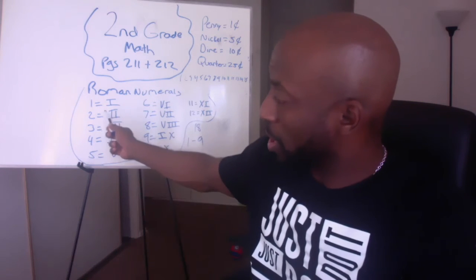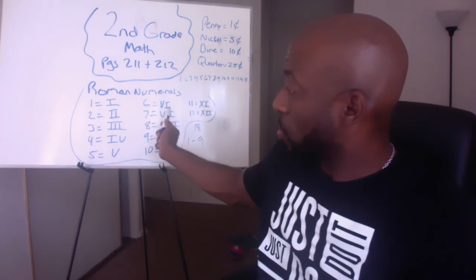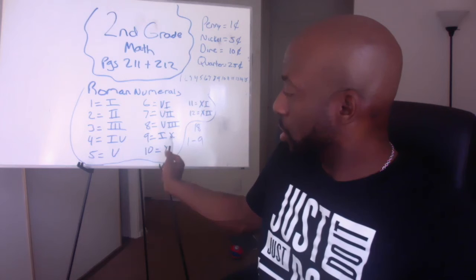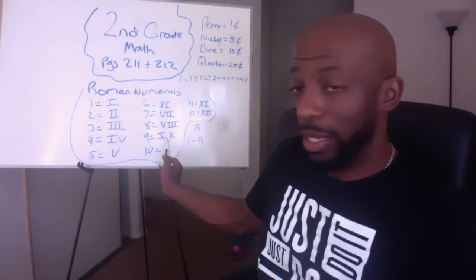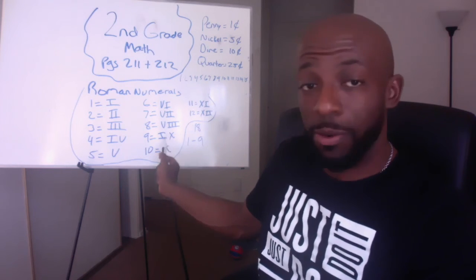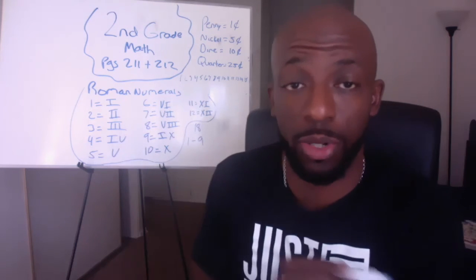We have I equals 1, and you know how to write them. V equals 5, but then when you go to 6, that's 1 after 5, 2 after 5, 3 after 5. And then when you get to 9, you look at how 10 is an X, so 9 is 1 before 10. And then you can go after that, 1 after 10, 2 after 10. Those are the numbers 1 through 12.